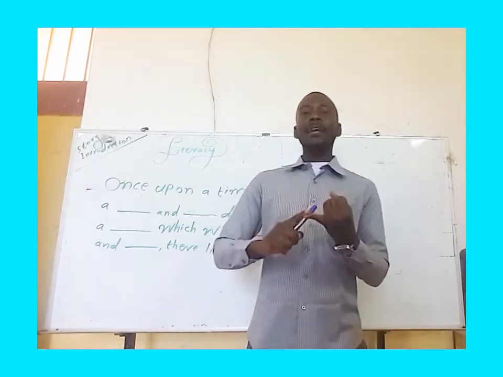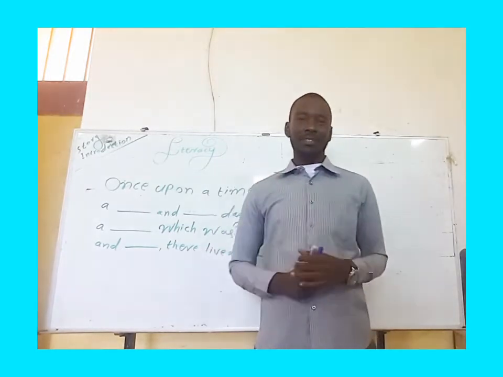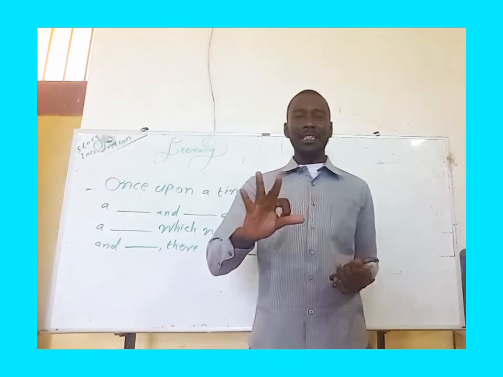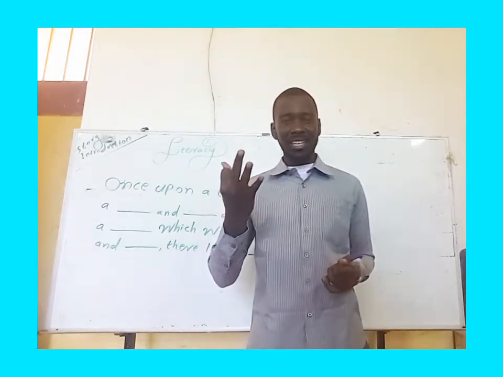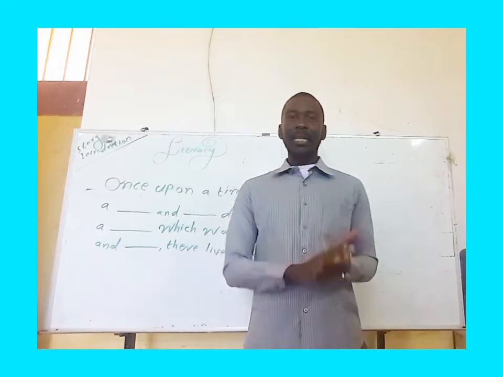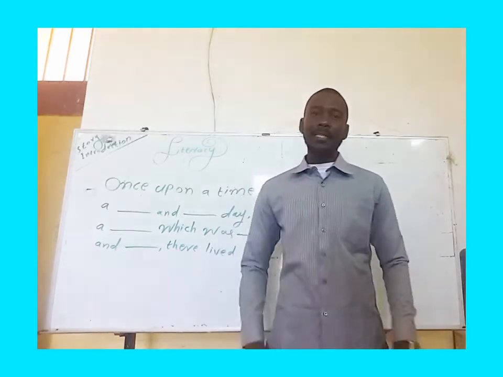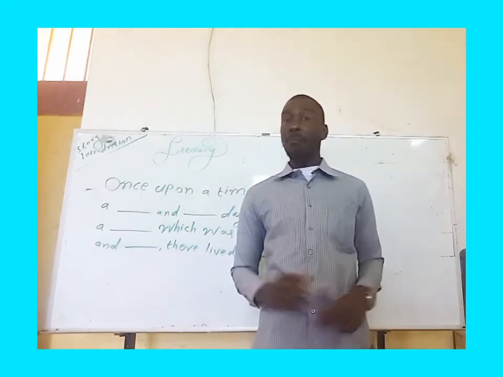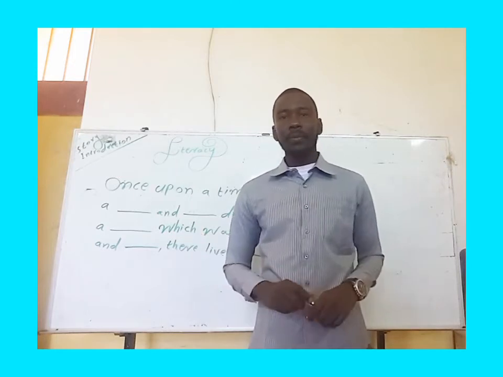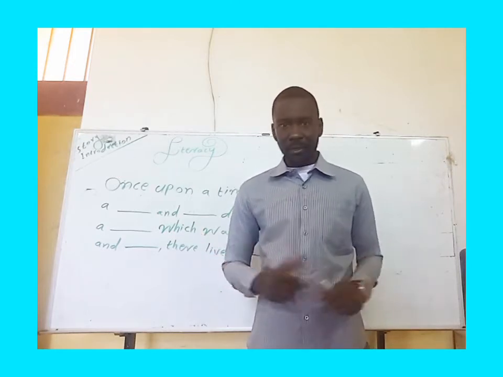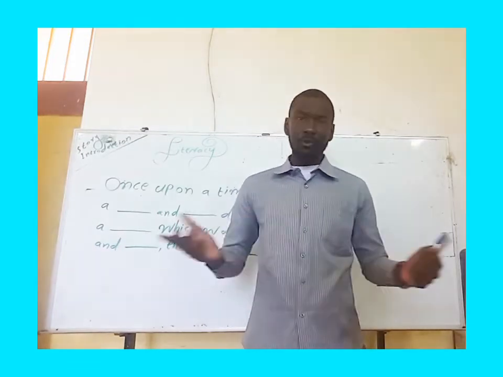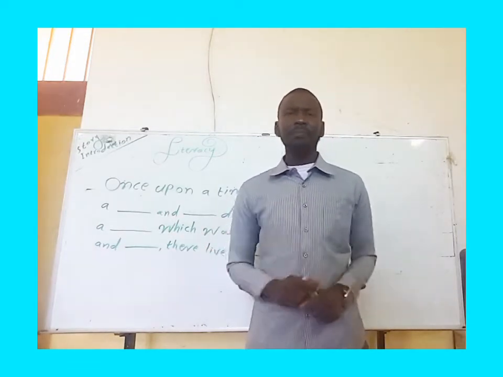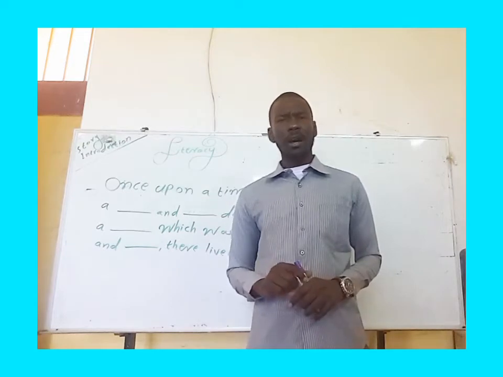Setting: place, time, weather conditions. Three things. Place, time, and weather conditions. For example, for a place, you can say a market, a street, a school, whatever. Any place that you select for your story. A haunted house, a cheerful house. Whatever you pick for your story.